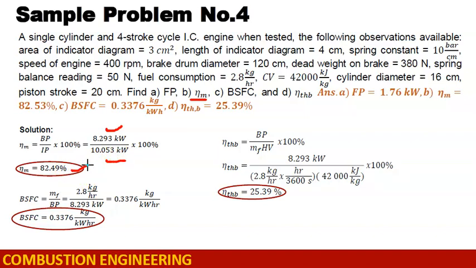The next one is the BSFC. It has the same solution as sample problem number 2: mass of the fuel divided by BP. For this problem, we can also express BSFC in terms of kilogram per kilowatt hour. And then brake thermal efficiency. For brake thermal efficiency, we already have BP, the mass of the fuel times the heating value. So that's why we have 25.39%.